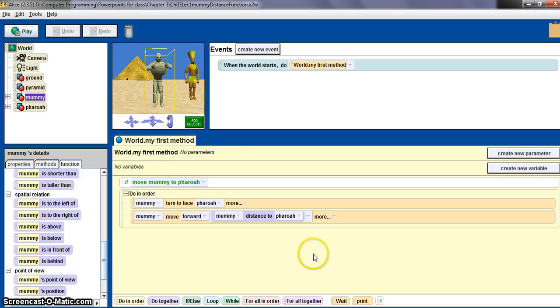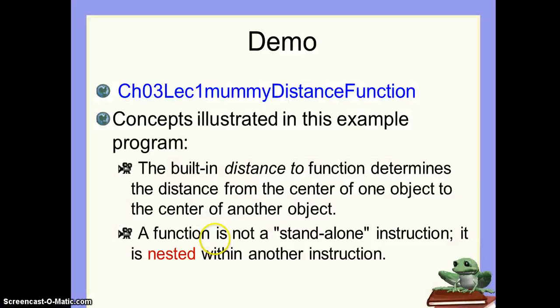Do you have any ideas? Think about it while I pause and get us back to the PowerPoint. Okay, so what did we see? Well, we saw a distance to function. I showed you that it came along with the mummy. It's a built-in function that belongs to the mummy. And it helped us figure the distance from the center of the mummy to the center of the pharaoh, and that's important. And you'll notice I dragged it into the method, into the instruction. It wasn't standalone. One way to think about it is nested.